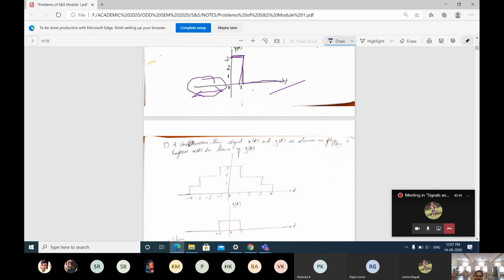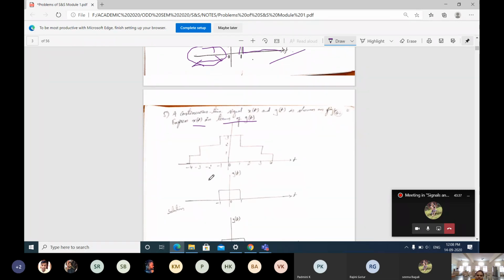Next problem. A continuous time signal x of t and g of t is shown in the figure. Express x of t in terms of g of t. This is our x of t signal. Here it varies like a staircase from -4 to +4. And g of t is given for us. What we have to do is some operation on our g of t so that I get my x of t signal.